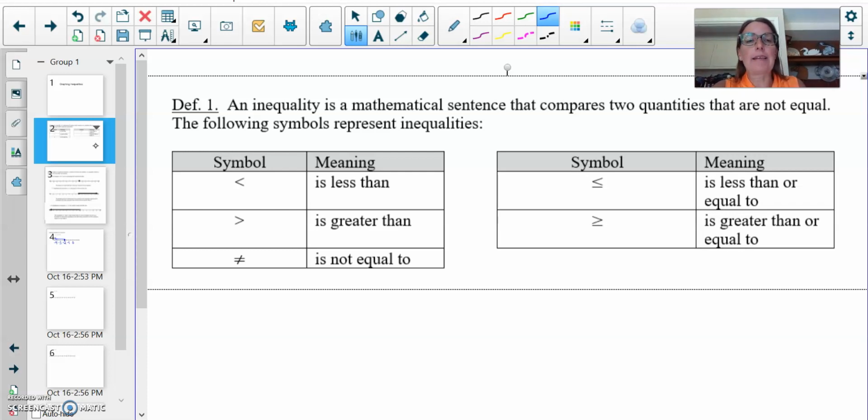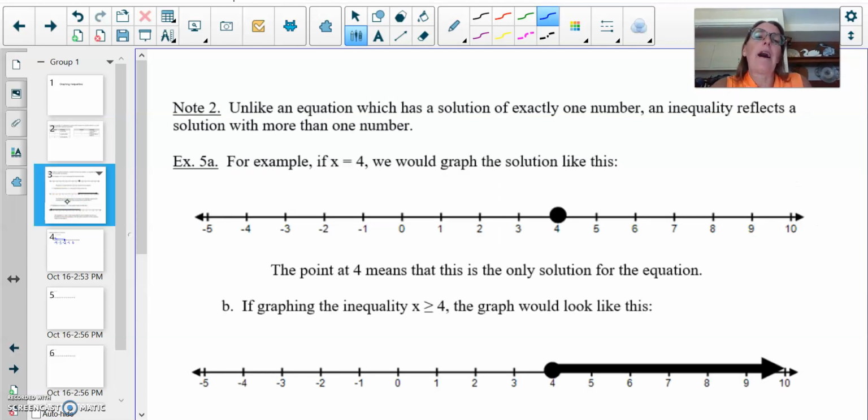We have the less than sign, the greater than sign, the not equal to sign, less than or equal to sign, and greater than or equal to sign. So these give us not just one number for an answer anymore, but we get a whole range of answers. We get multiple numbers that make the statement true now. So unlike an equation where a solution had exactly one number, an inequality reflects a solution where there is more than one number.